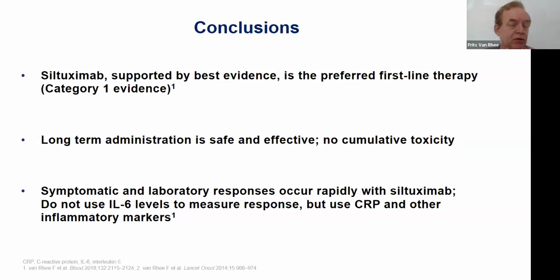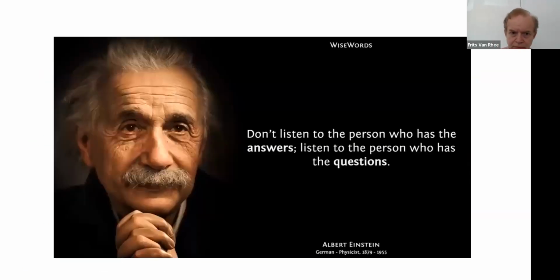Also, don't use IL-6 to measure your response. Siltuximab binds to IL-6, and even one dose of siltuximab will falsely elevate your IL-6 levels. In effect, you measure IL-6 inactivated and complexed with siltuximab. Your best marker as a biological readout of disease activity is not IL-6, but the C-reactive protein. And I think I will leave it here for some questions, and I thank you all.